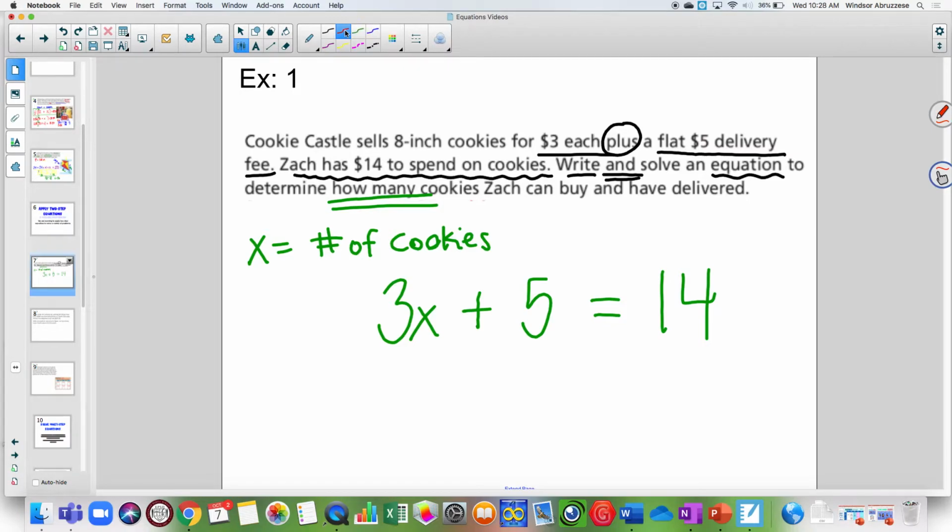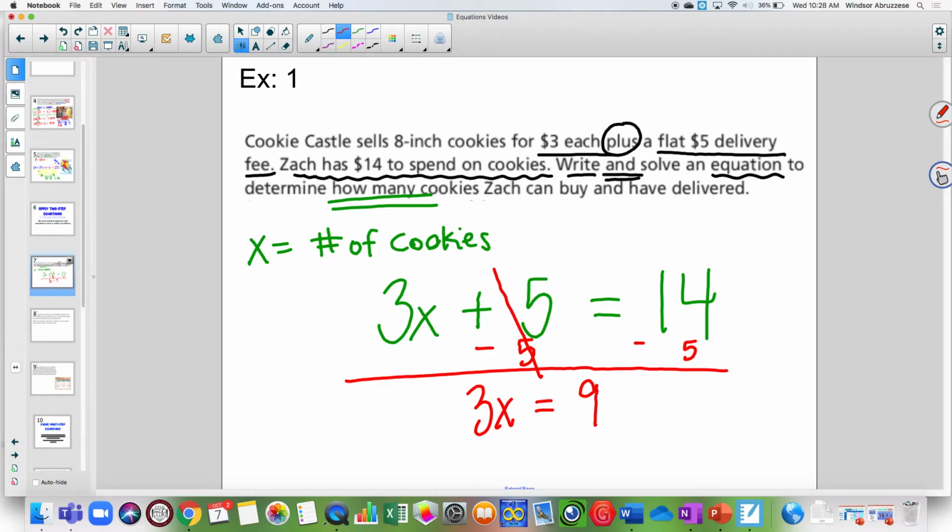So now we're going to solve our equation that we have just written to determine how many cookies can he get. So again, use what you know about two-step equations to solve this. How do I eliminate my constant of a plus 5? I'm going to subtract 5 on both sides. I bring down my 3x equals 14 minus 5 is 9. Now I'm at a one-step equation. 3 times x, the inverse is divide by 3. Divide by 3. So x is equal to 9 divided by 3 is 3. I'm going to go back to my original x statement. X is the number of cookies. So how many cookies can he get? He can get 3 cookies.